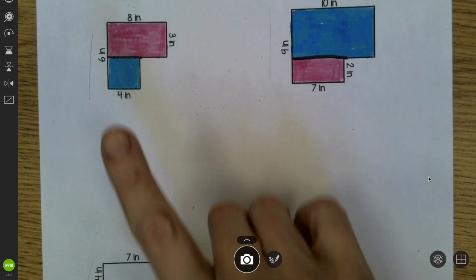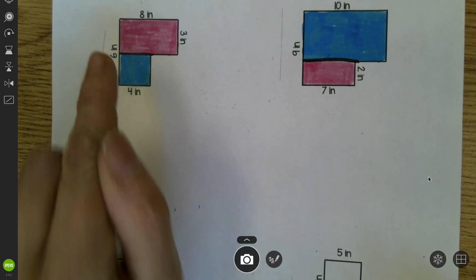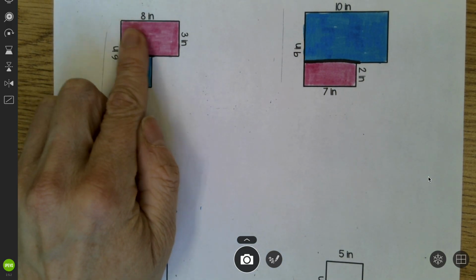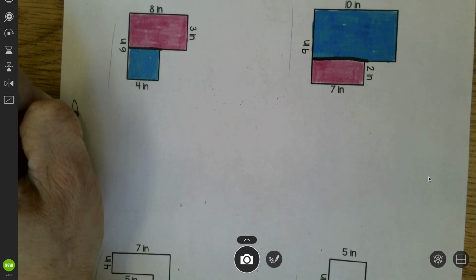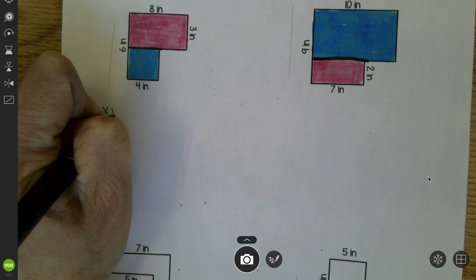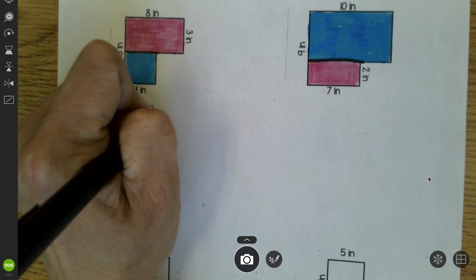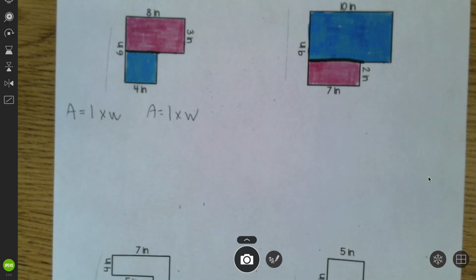Now, this one here, I don't even have to think at first about where to break it up. It's already broken up into 2 rectangles. Rectangle 1, rectangle 2. So what we're going to do, we're going to write area equals length times width for one of them. And then right next door, area equals length times width for this bottom one. Let's focus on the top one first.